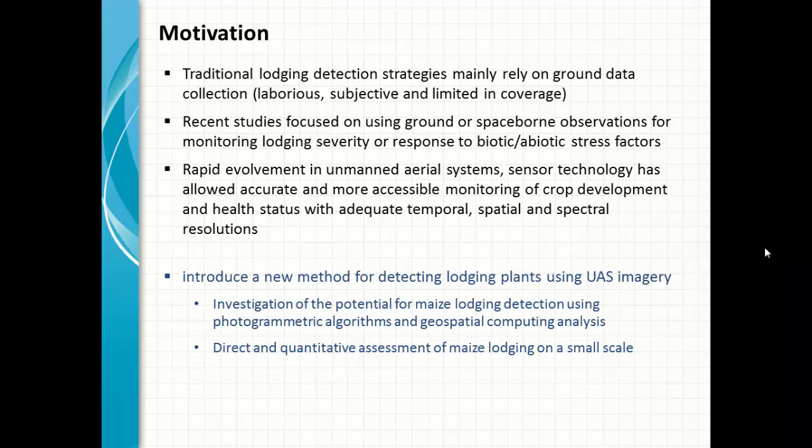So in our work, we aimed to introduce a new method for detecting lodging plants using UAS imagery. Our objectives are twofold. One is to investigate the potential for maize lodging detection using photogrammetric algorithms and geospatial computing analysis techniques. The second objective is to directly and quantitatively assess maize lodging on a small scale, on a per row or per plot scale for the field.